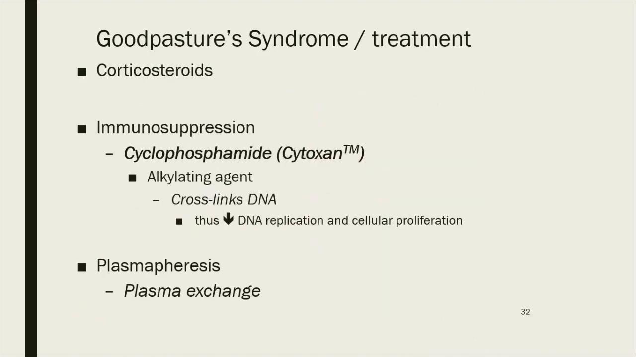Now for these treatments, very briefly, corticosteroid is basically just a general immunosuppressant, affecting NF-kappa B transcription, right? And one of the common immunosuppressants is cyclophosphamide, which is an alkylating agent.